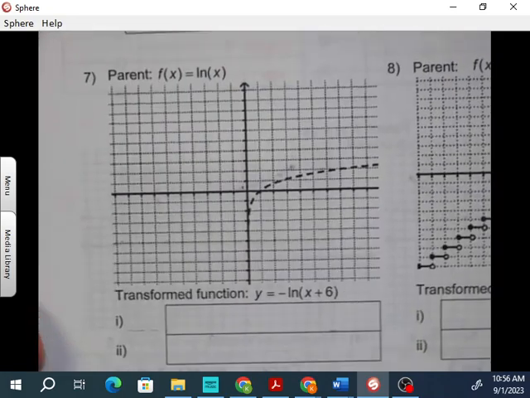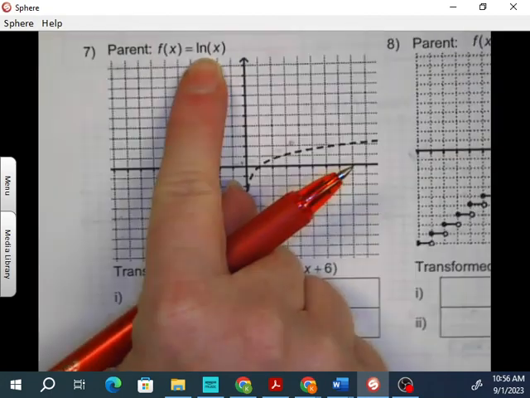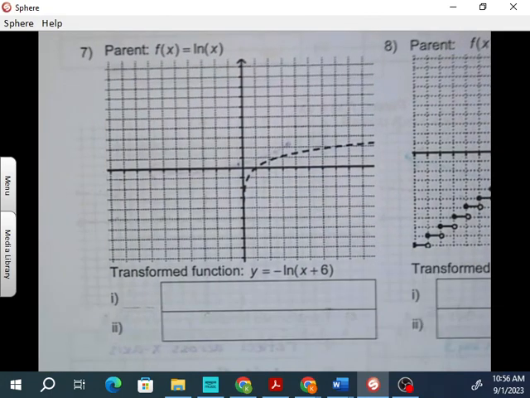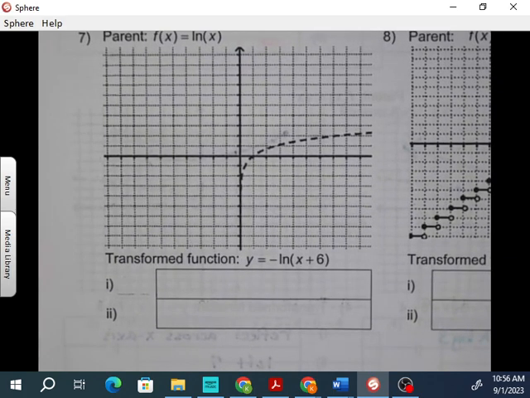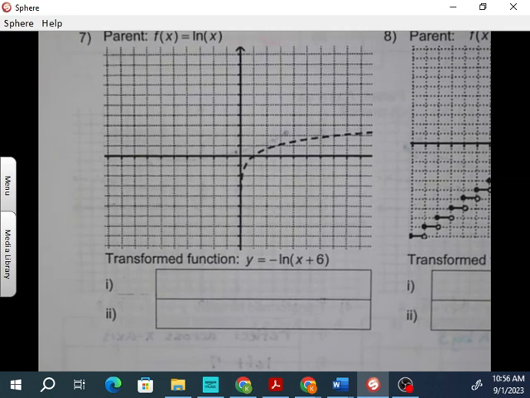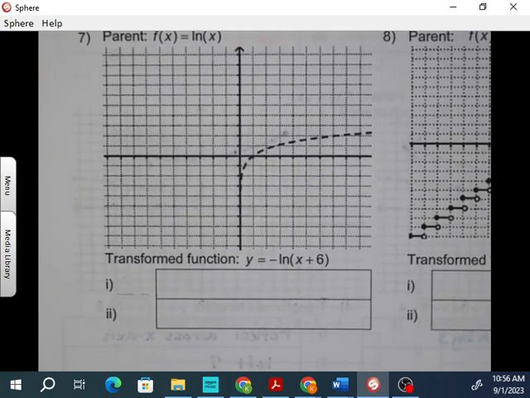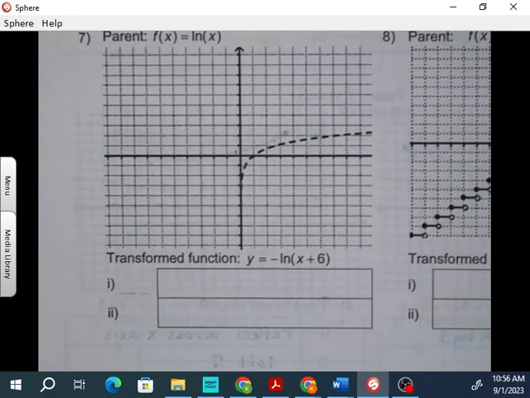Okay. Y'all all right? Anybody remember what this parent function is, number 7? It is logarithmic. Somebody said it, natural log, yeah. It's logarithmic, it's natural log, which means it's log base e. This is the original.